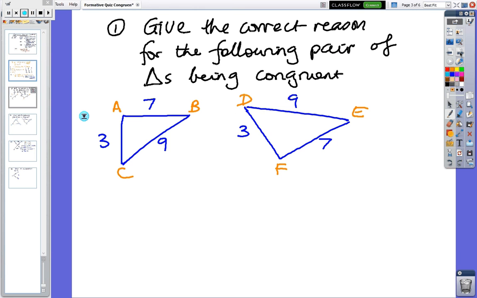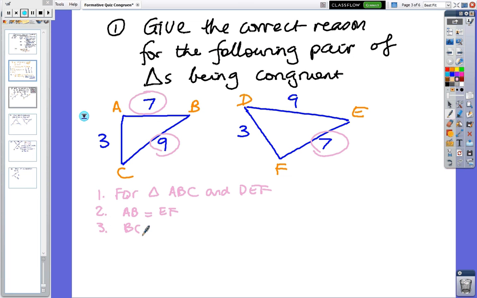Okay, let's start off with a really easy one. Give the correct reason for the following pair of triangles being congruent. If you're going to do it as a proof, step 1, for triangles ABC and DEF, so that's your first line. Then the second line, AB is 7, equals EF. Then line 3, BC is 9, equals DE.